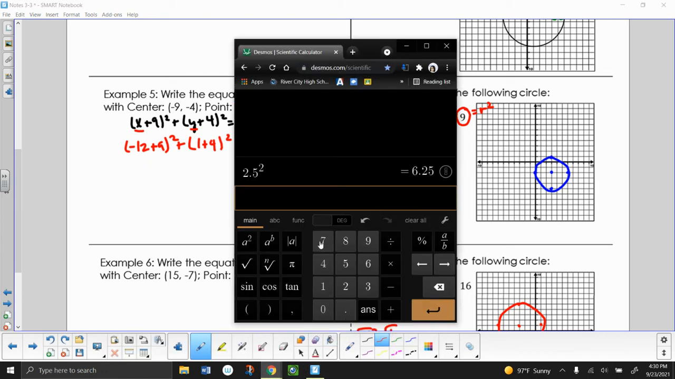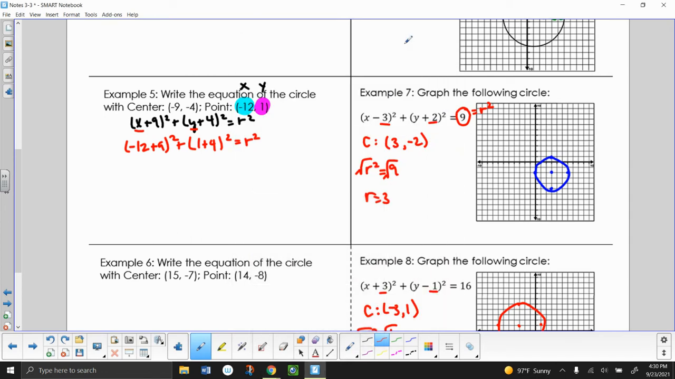So from here, we can put this in our calculator. Well, let's do -12 plus 9, that's -3, and 1 plus 4 is 5. -3 times -3 is a +9. 5 times 5 is 25. So this means r squared is going to be equal to 34.